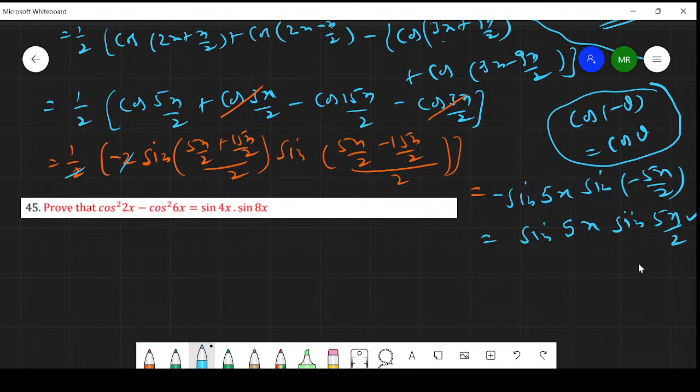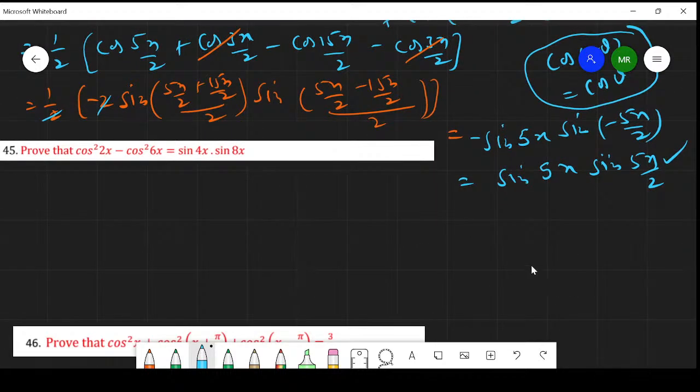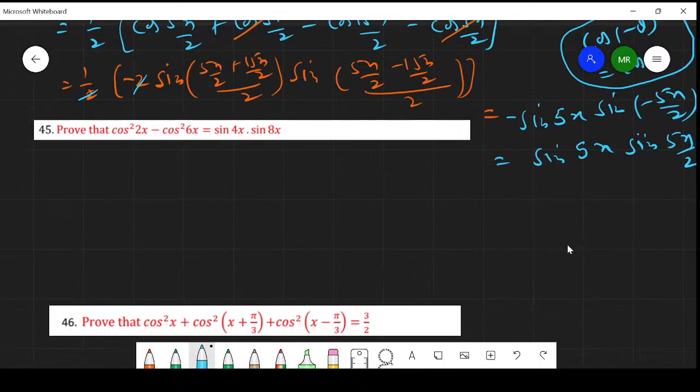Now you can see that, prove that cos square 2x minus cos square 6x is equal to sin 4x into sin 8x. To solve this problem, I will tell you a simple technique here, you remember. That will be enough to solve this problem.